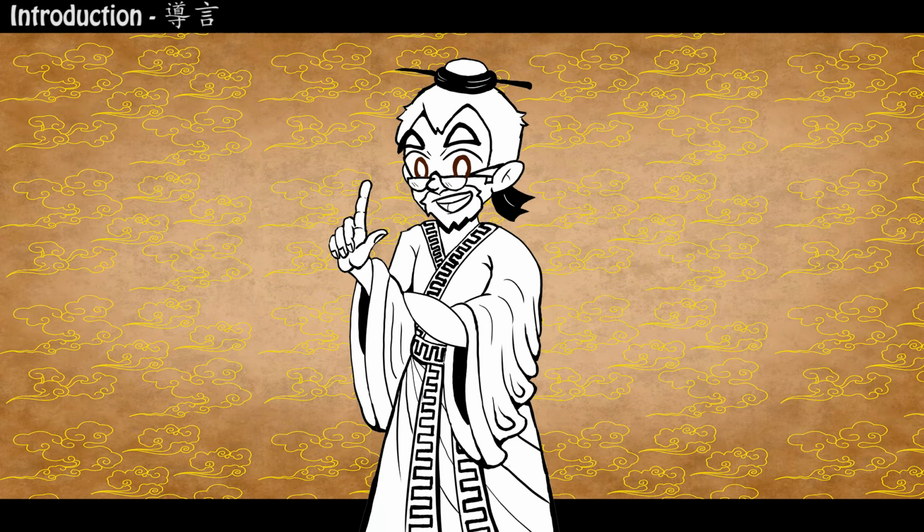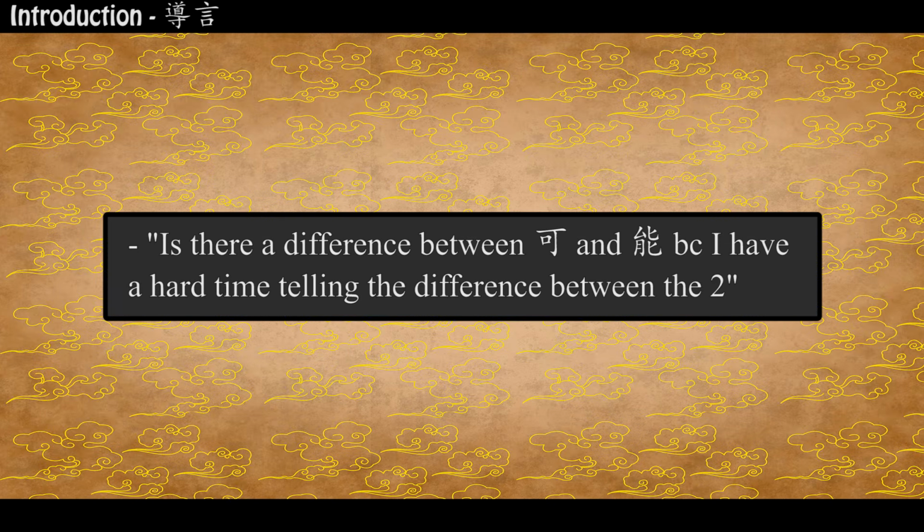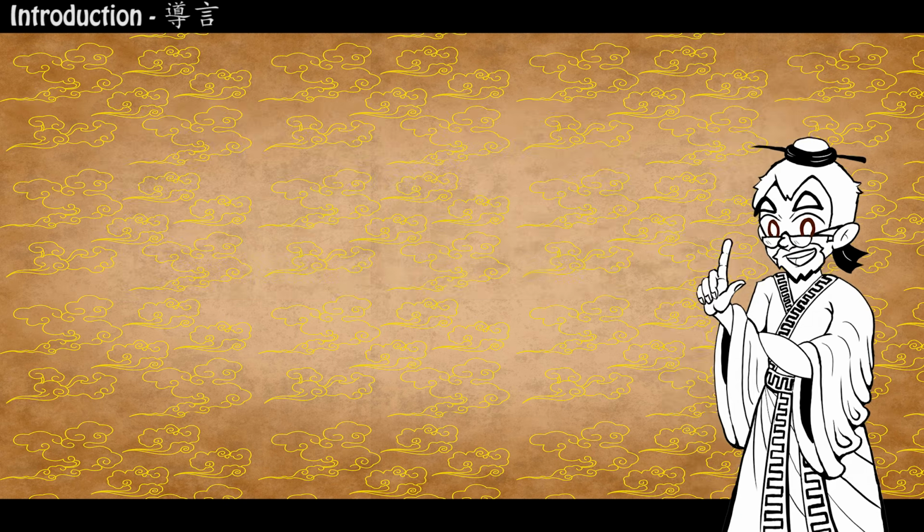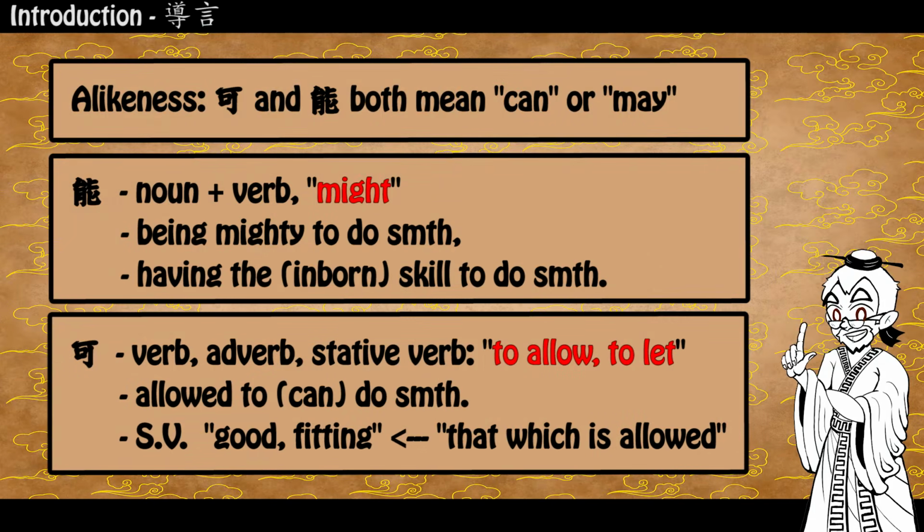And now for a few questions. Is there a difference between ke and neng? Because I've had a hard time telling the difference between the two. We haven't covered ke yet in this series, but let's quickly go over these two. Both neng and ke can be overset as can or may in English. The difference in broad strokes is sort of like the difference between the English can and may, as in can I go to the bathroom versus may I go to the bathroom.